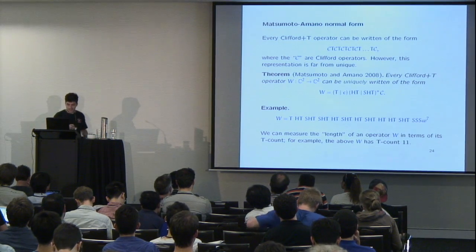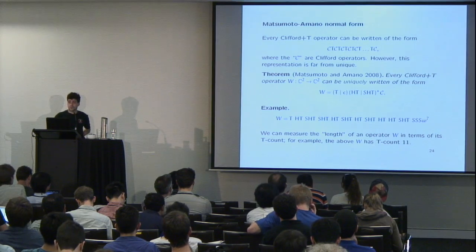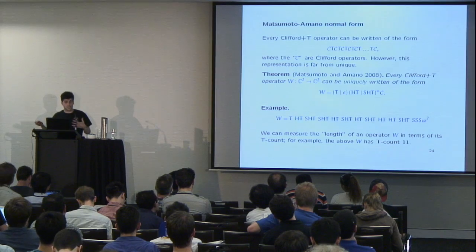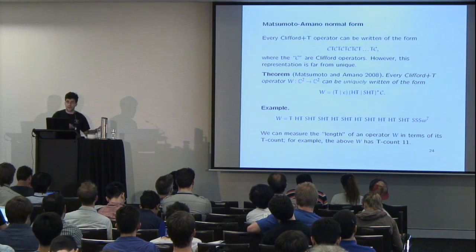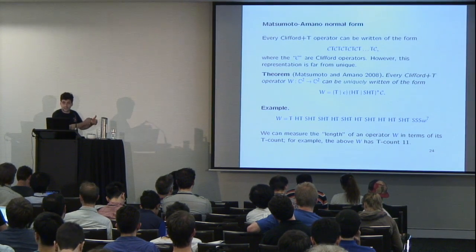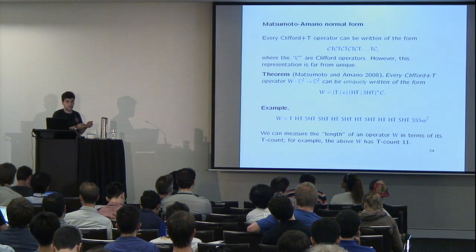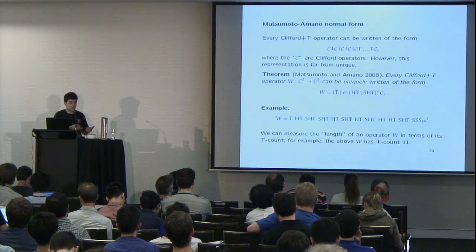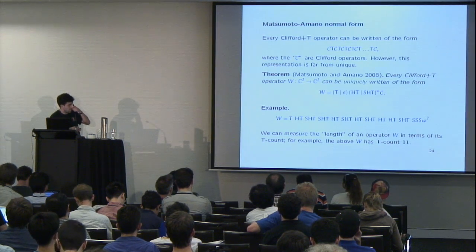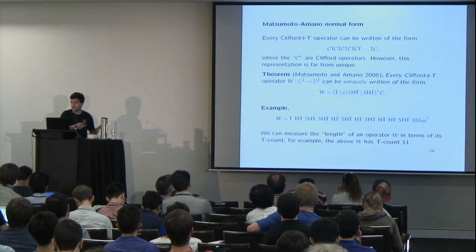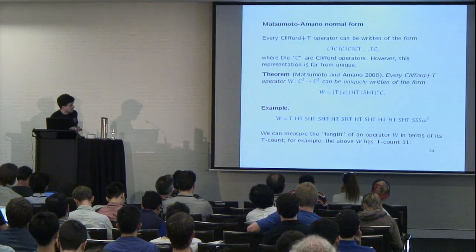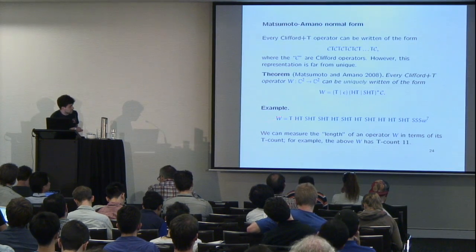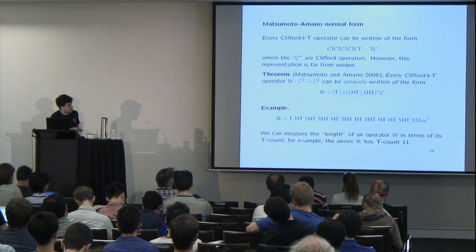Okay? And this is important for us because the Clifford gates are generally considered cheap and the T gates expensive, so when we're finding expressions in Clifford+T for given operators, we're really trying to minimize the number of T gates. Really, when I'm talking about the length of an operator, I really talk about the T count of that operator. The T count is just the number of T gates that appear in the operator. So for example, this W here has T count 11.